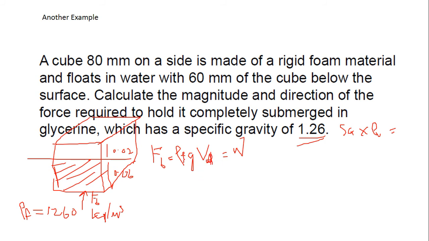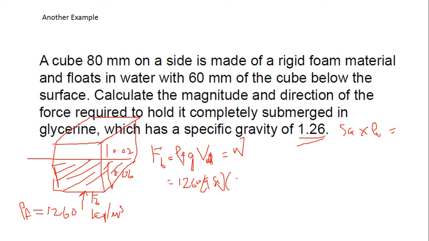Betul sir. Okay, can follow until here? Yes sir. Boleh sir. So now you have all your values: 1260 times 9.81 times V displacement. Tell me what V for this one, displacement. Apa nilai dia?